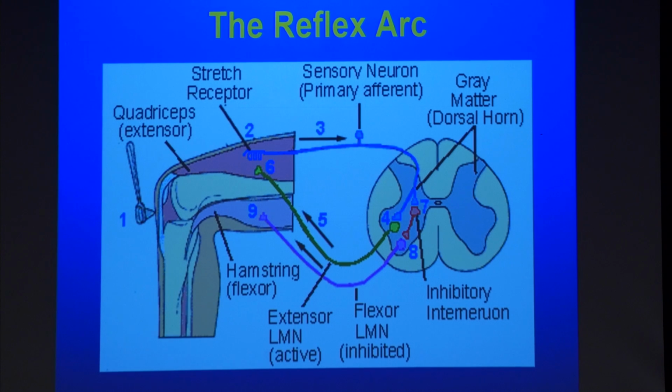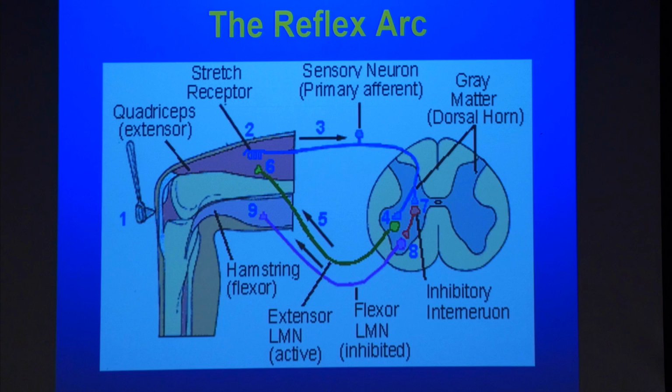Now, there's one other piece that I haven't put in here yet that I want to emphasize. You'll notice there's a branch of this primary sensory afferent. That branch of this primary sensory afferent synapses onto this red neuron here. That red neuron is confined to the gray matter of the spinal cord, never leaves. It's always there. It's always in between. It's said to be an interneuron. It's an interneuron between the primary sensory afferent here and this lower motor neuron. In this particular case, that interneuron is an inhibitory interneuron.